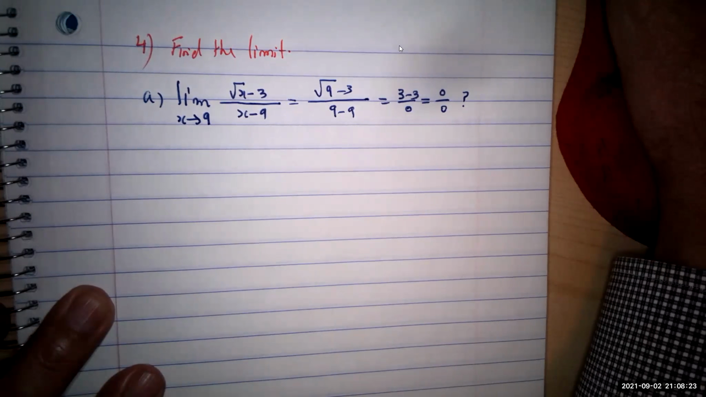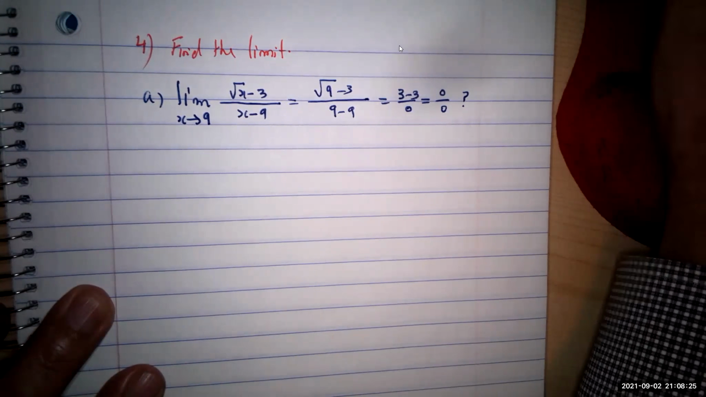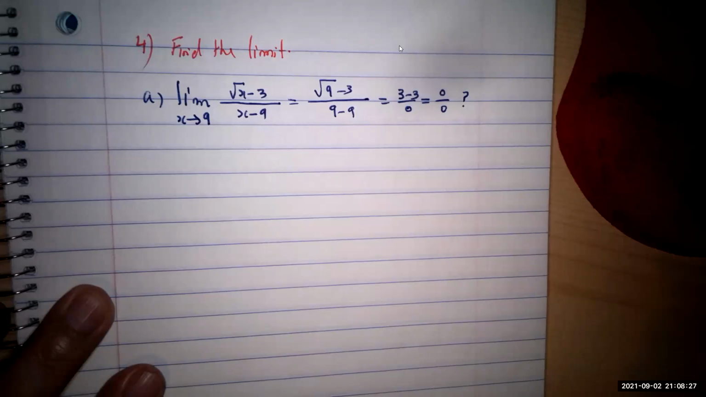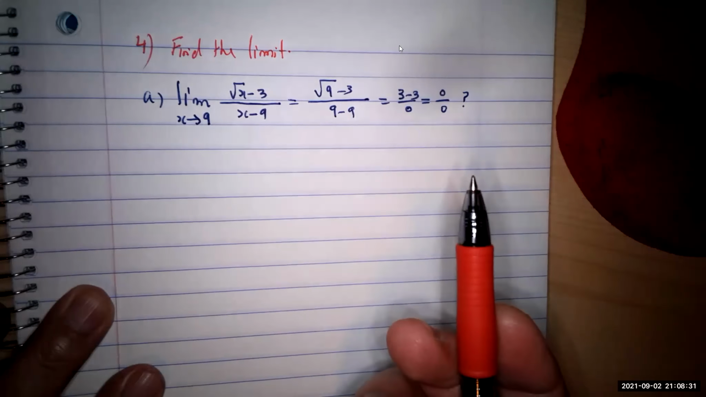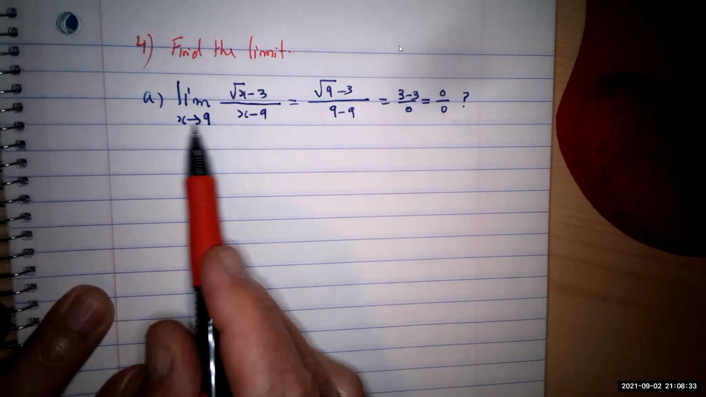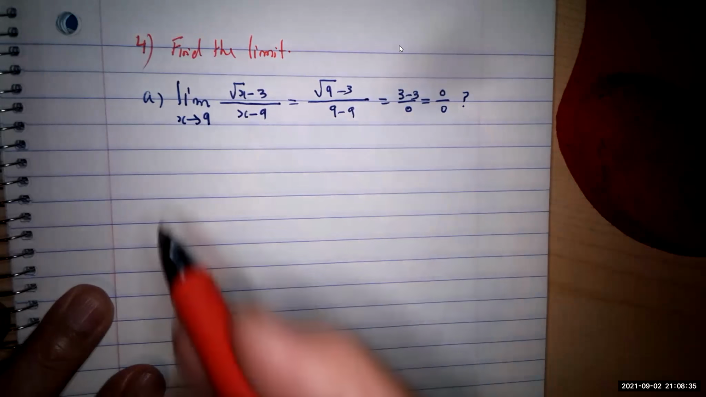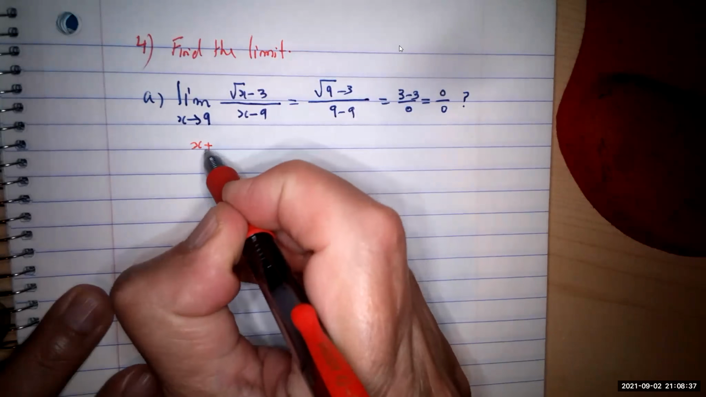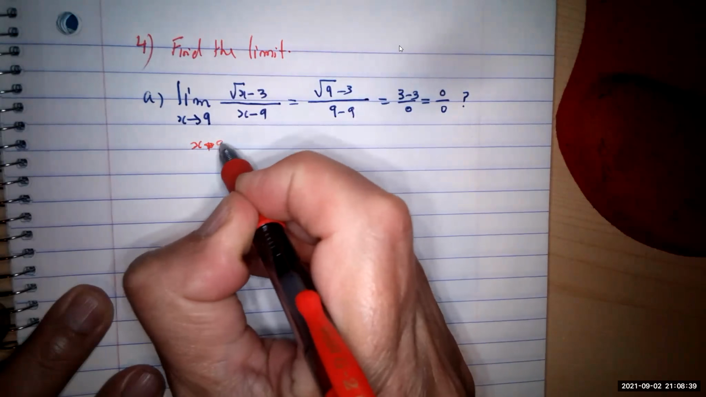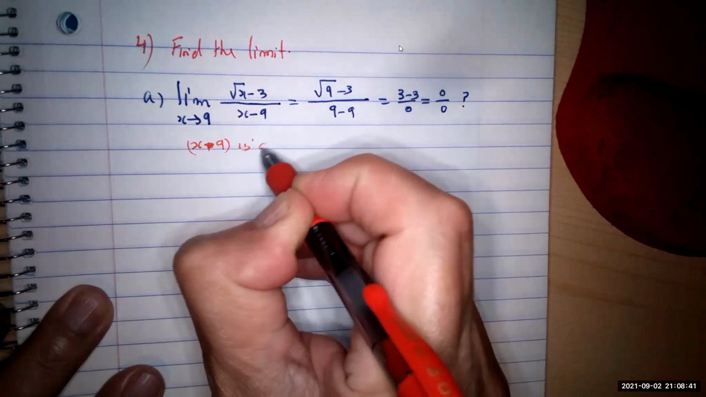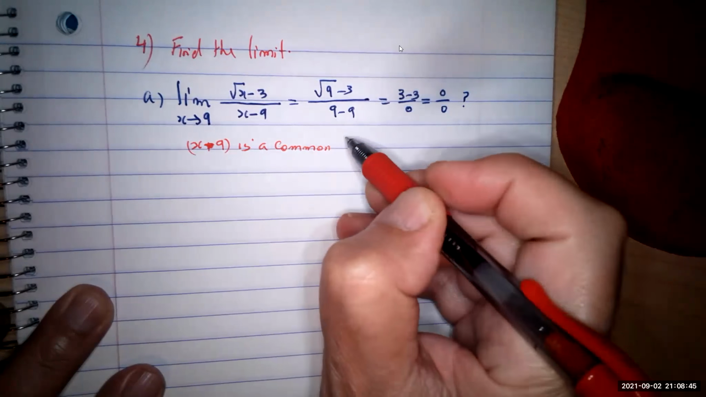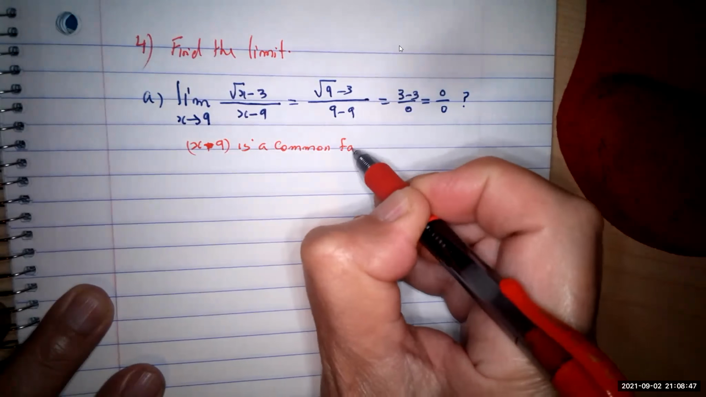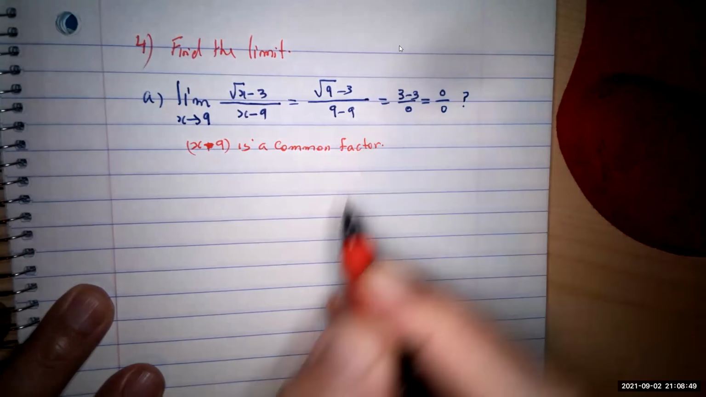So there is a factor, x minus 9. As soon as we get the 0 over 0, there is a common factor. X goes to 9, the common factor is x minus 9. X goes to -4, the common factor is x plus 4. So remind yourself that x minus 9 is a common factor. So you have to find it and eliminate it.